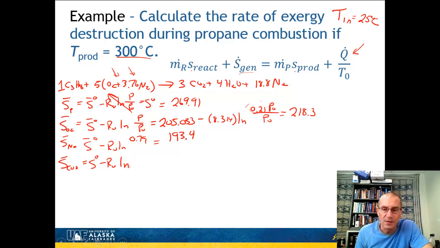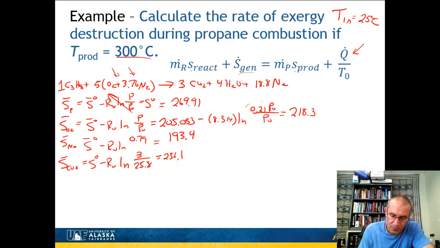And so let's think about this. What is our partial pressure going to be? Well, what we've got is we've got 3 moles of CO2 over a total of 3 plus 4 plus 18.8. And so that's going to end up being the natural log of 3 over 25.8. Again, 25.8 is 3 plus 4 plus 18.8. So that's my mole fraction value for CO2. And that comes out to be 236.1. Right?